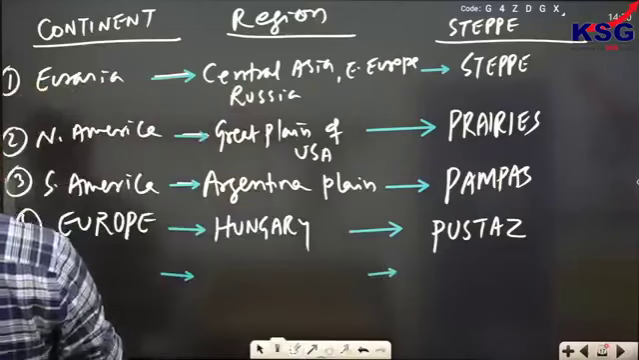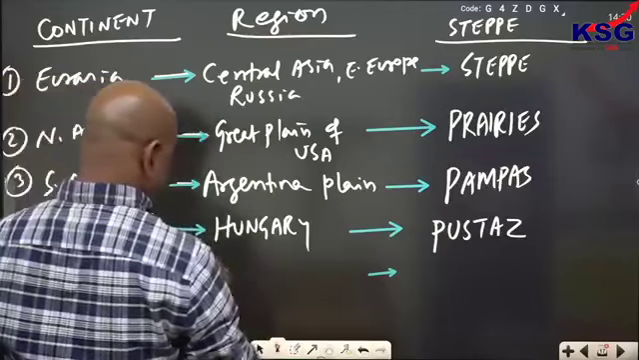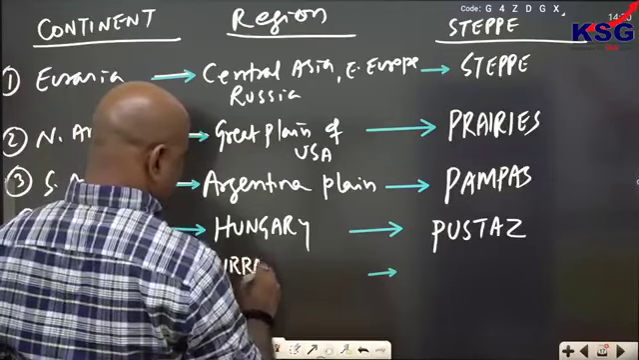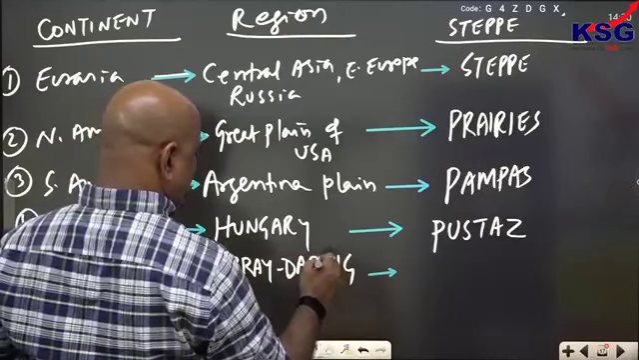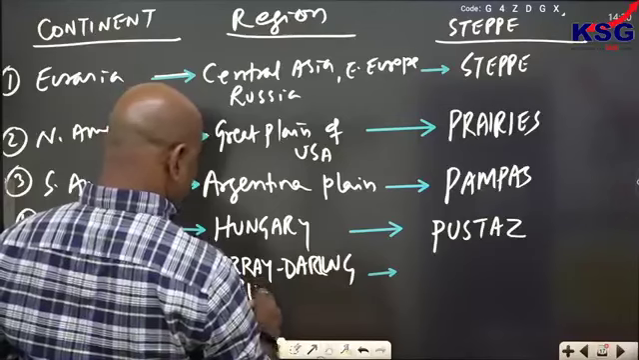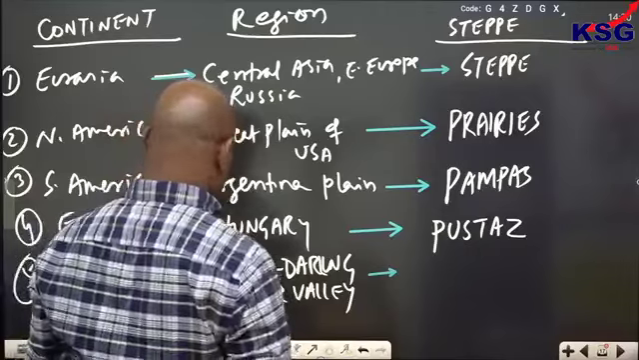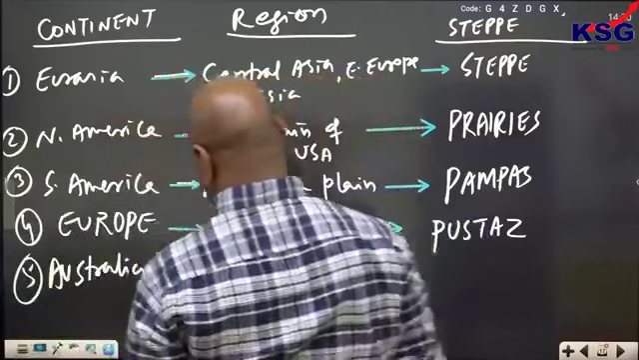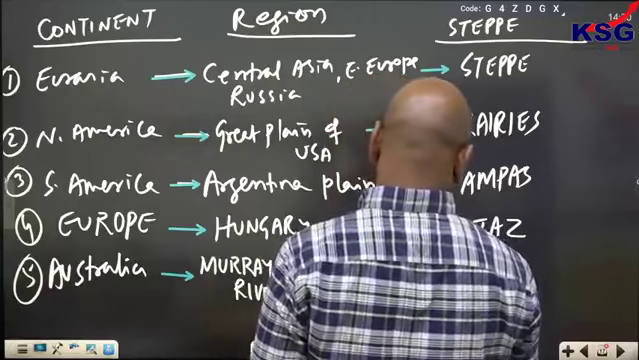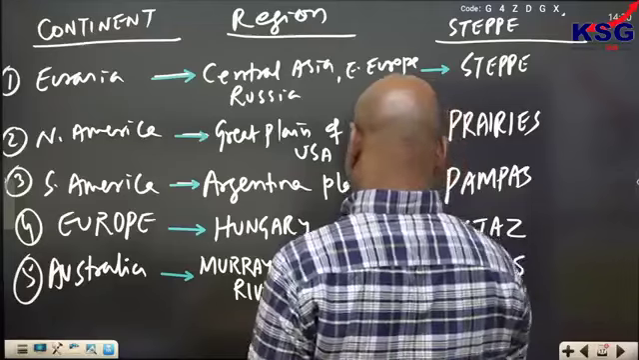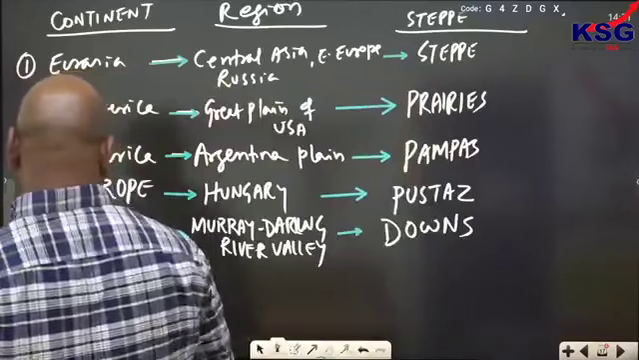Next one, in Australia, it is the Murray Darling River Valley. This is called the Murray Darling River Valley Downs, here in Australia.